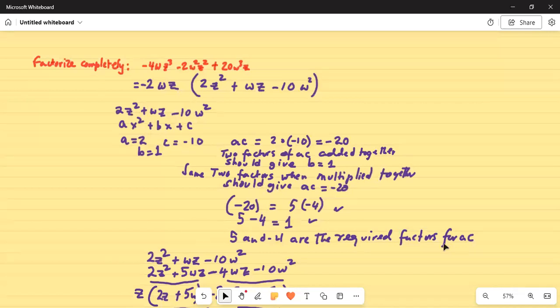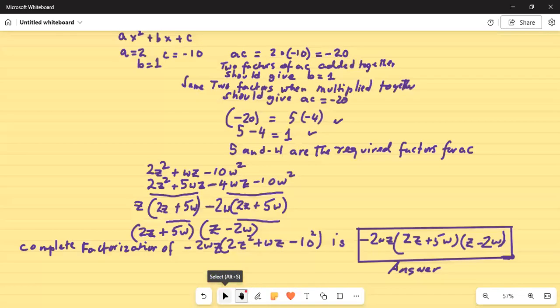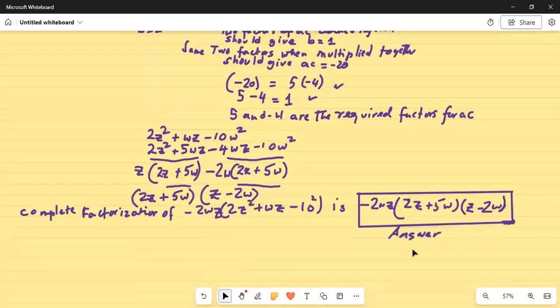And then you split up wz, the term in the middle, into 5wz minus 4wz. And then you complete the factorization in the way you normally do. But remember, initially you took out -2wz, that stays, and then the remaining two factors.